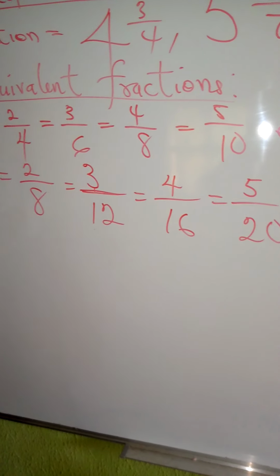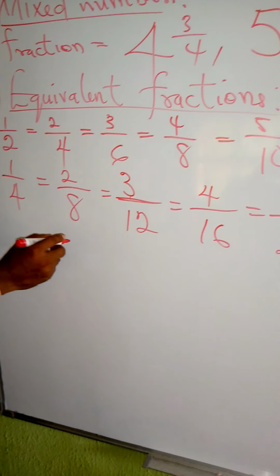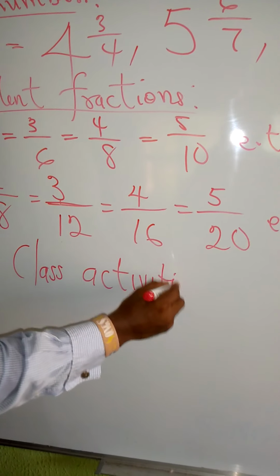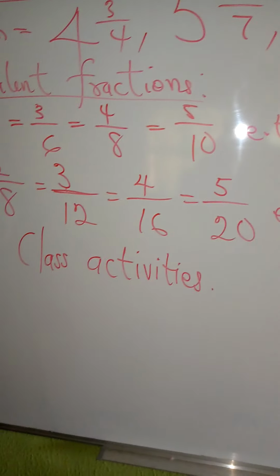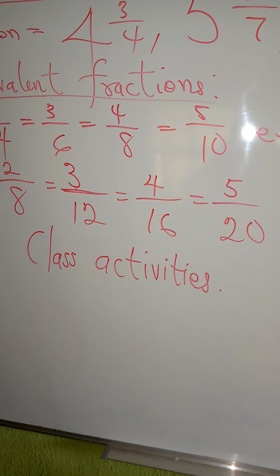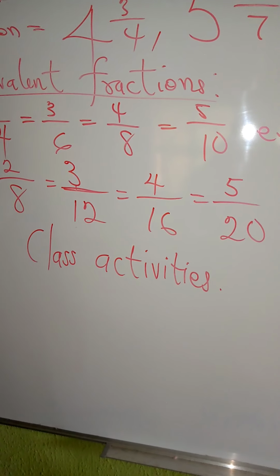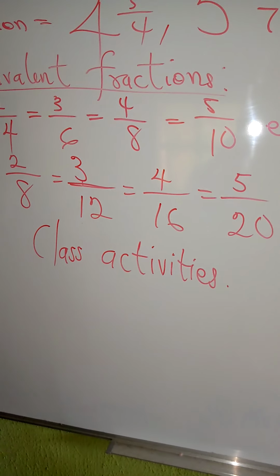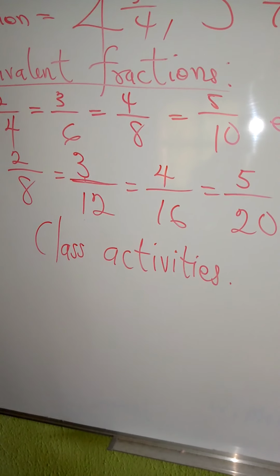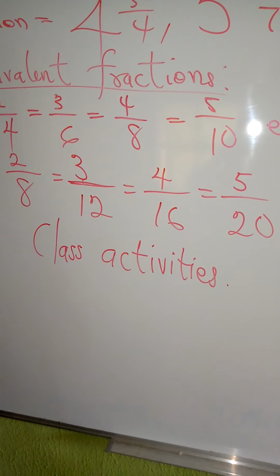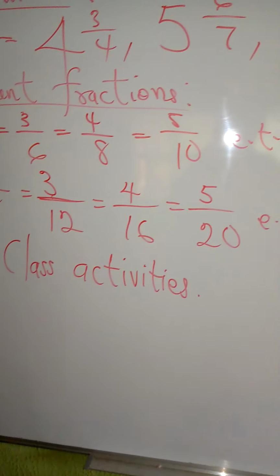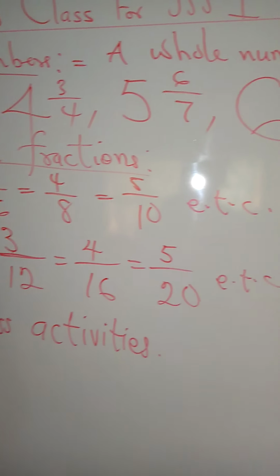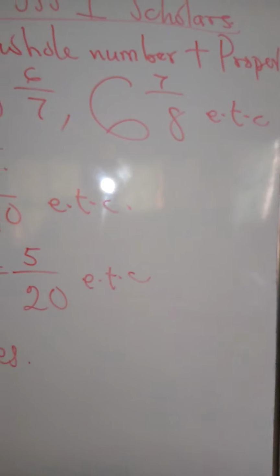Now, we are going to stop here for now. Your class activities for now will be in 4 sections. Section 1, list 5 proper fractions. Section 2, list 5 improper fractions. Section 3, list 5 mixed numbers. And section 4, list 3 different equivalent fractions in group format, as you can see in my example.